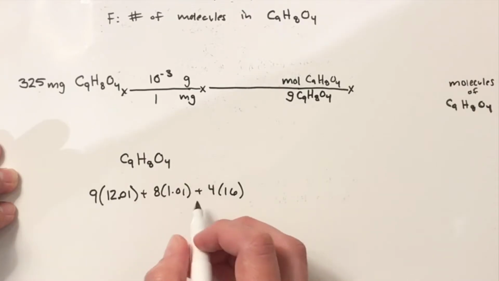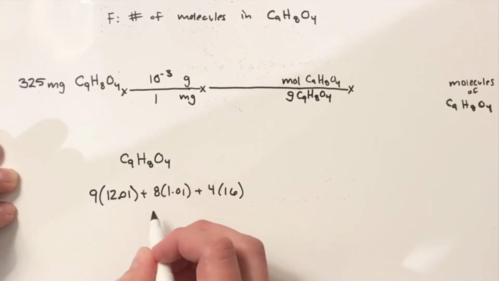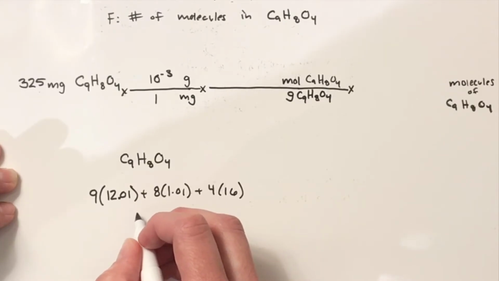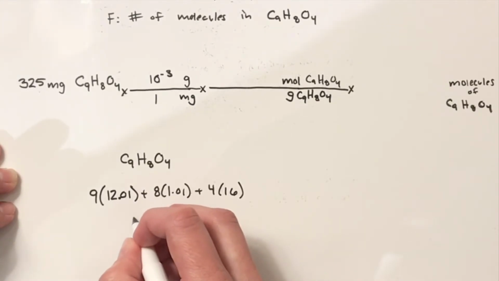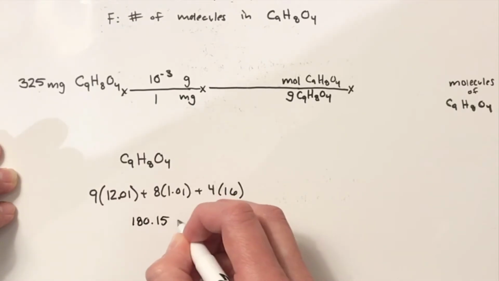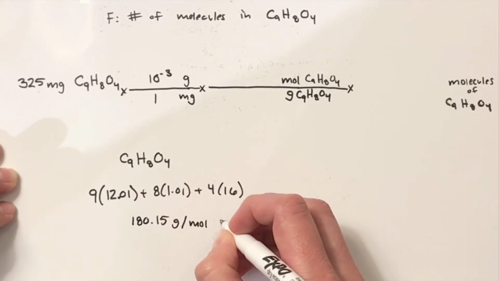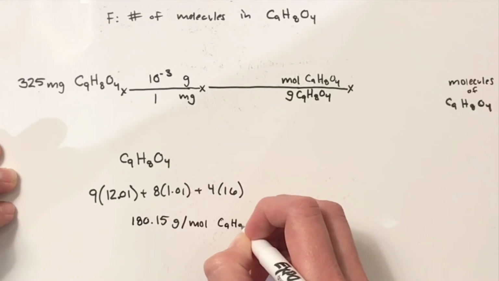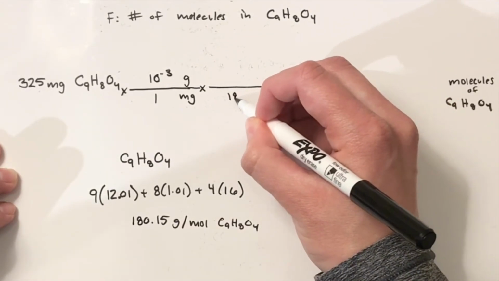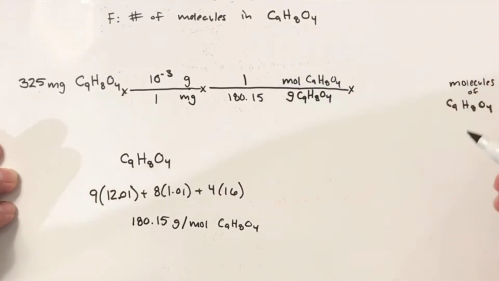Okay, moving on. So, multiply. You guys know how to do PEMDAS and all that. So when you do the math, you're going to get 180.15 grams per mole. So then we can come back up here. So we know that this value is going to be 180.15 grams, and it even says right here grams per mole. Grams per 1 mole. Sweet.